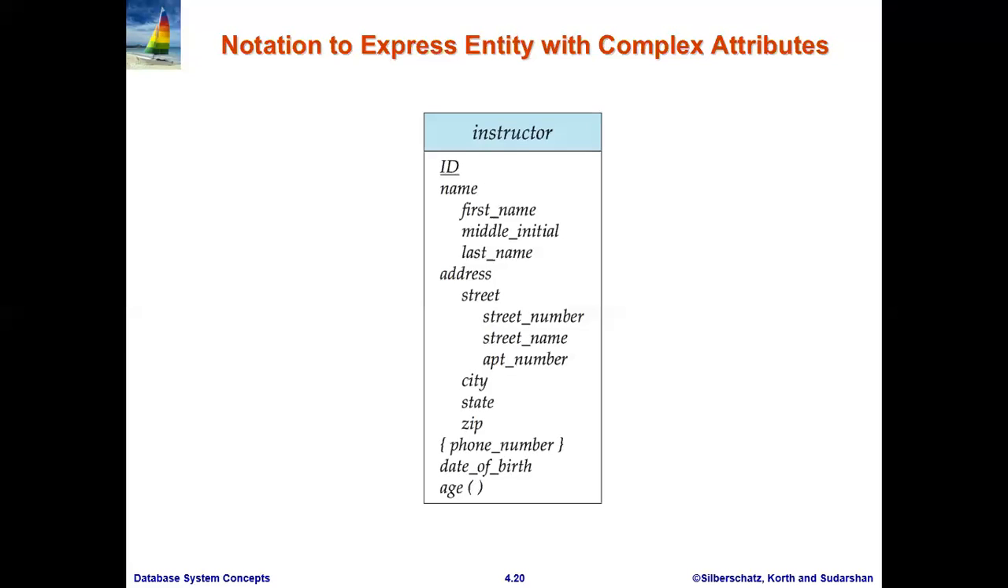A derived attribute is shown like a function, the name of the attribute and a function. A multi-valued attribute is written inside curly braces. A composite attribute is written with subparts. A single valued attribute, simple. A simple attribute also is written simple. So this is how the different notations are used to express an entity with all attributes or types of attributes.